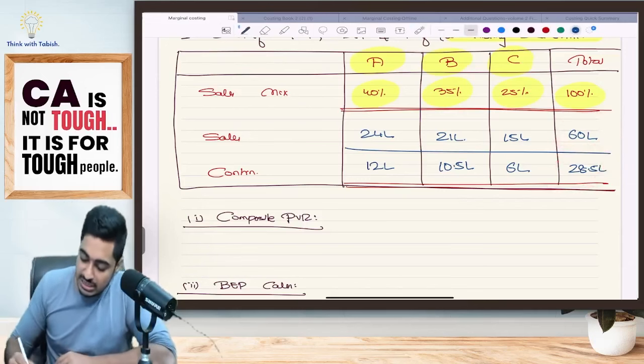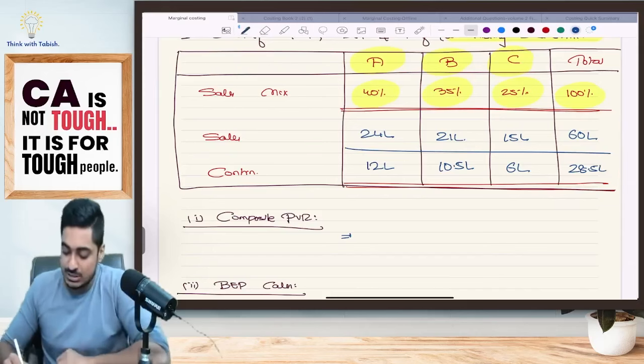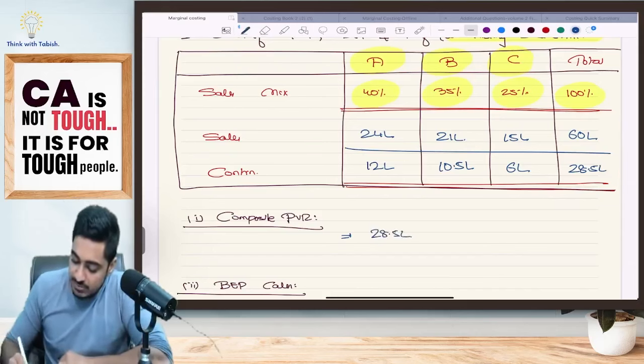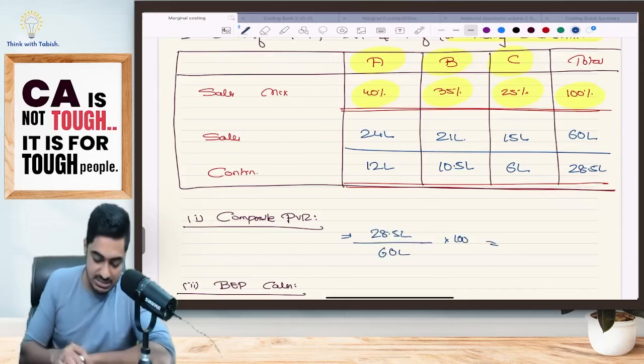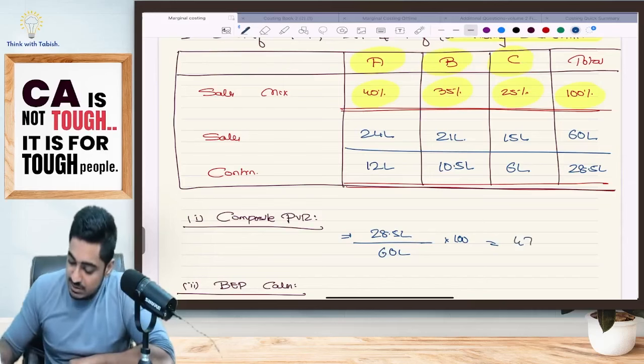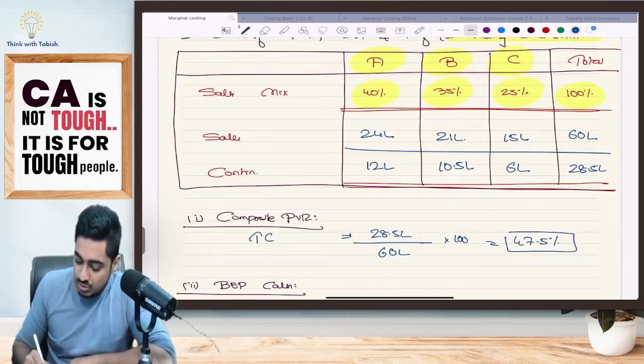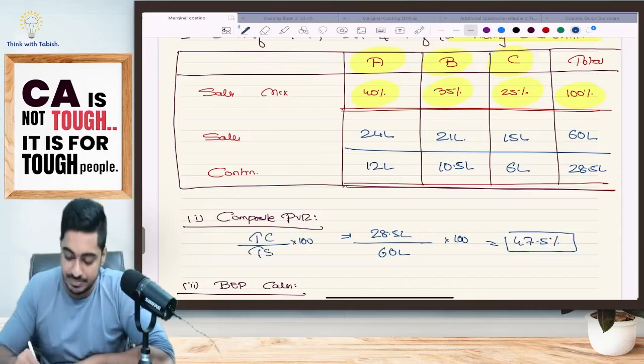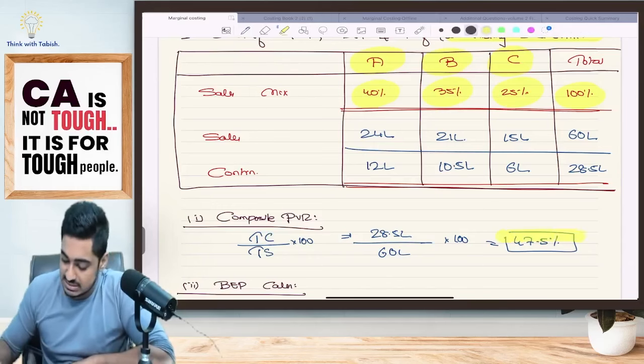Yes, sir. So look at this. If I sell one full bundle, how much contribution I'm getting? 28.5 lakh contribution I'm getting on a sale of 60 lakh. That means how much percentage it is, students? It is going to be 47.5%. Yes or no, everyone? Simple. If you want the formula, it is total contribution of the bundle divided by total sale of the bundle. Yes or no, everyone? Yes.